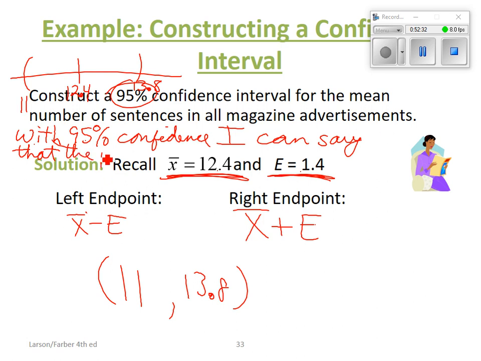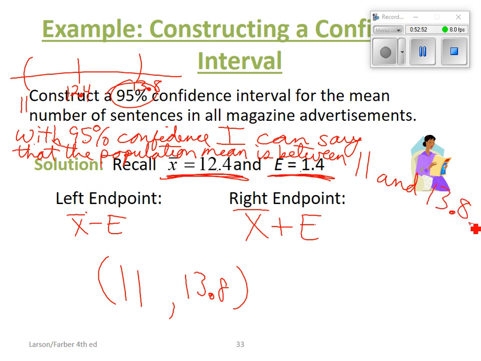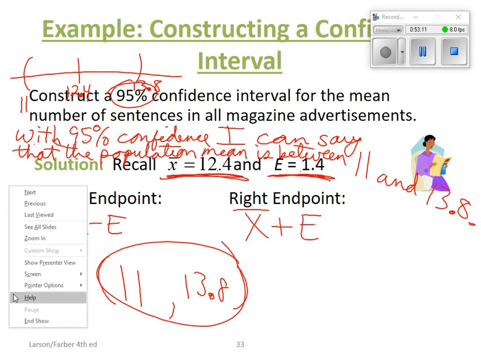Say that the population mean is between 11 and 13.8. That's how you're going to interpret this stuff. So if we look at that, we make that interval. We're not sure what the population mean is, but we are 95% confident that it falls in that range somewhere. That's all we're saying. Nothing really hard about this.